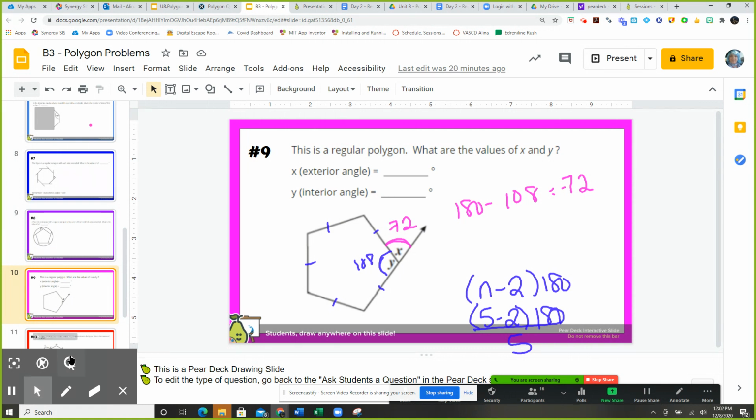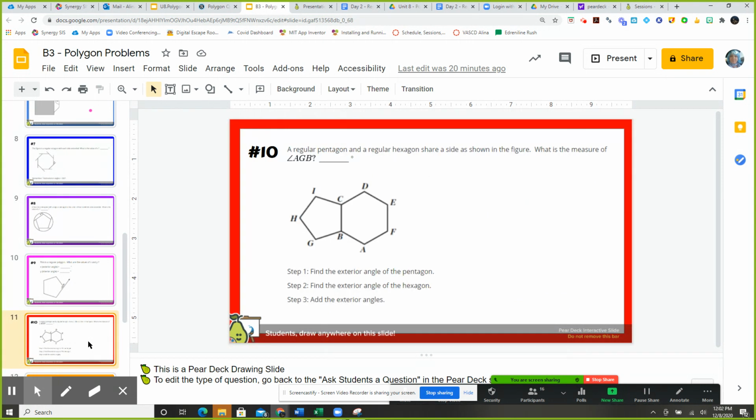We ready to go to number 10? Yes, I have number 2. Yeah, me either. I'm thinking really long now.